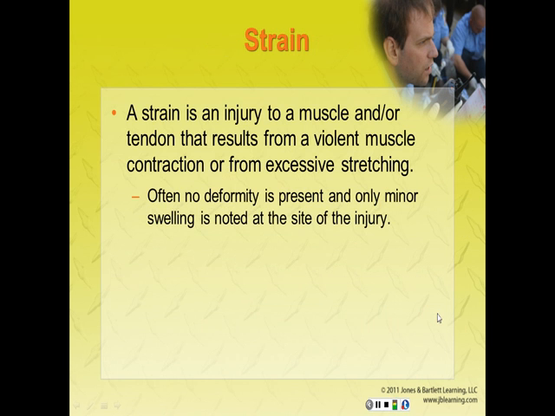A strain is an injury to a muscle and or a tendon that results from a violent muscle contraction or from excessive stretching. Often there's no deformity present and only minor swelling is noted at the site of the injury. Some patients may complain of increased pain with passive movement of the injured extremity.